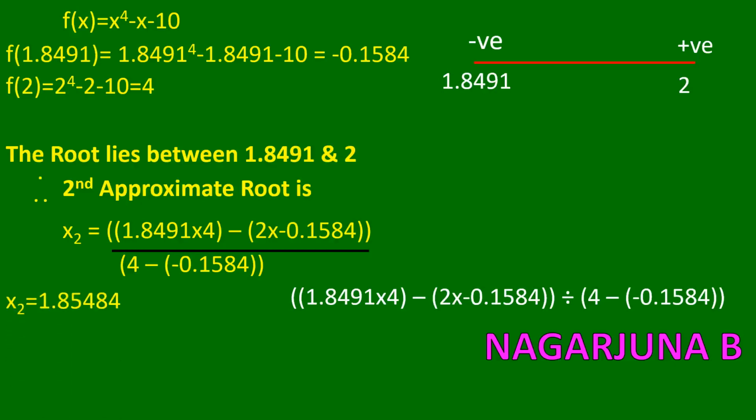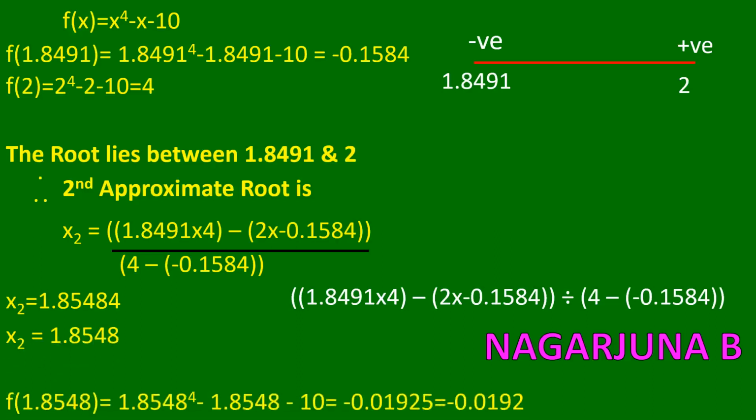So it will give the answer, and that answer is 1.85484. Here you round this off to 4 digits after the decimal point. The truncating digit is 4, which is less than 5. Therefore the answer will be 1.8548. Therefore x2 is equal to 1.8548.